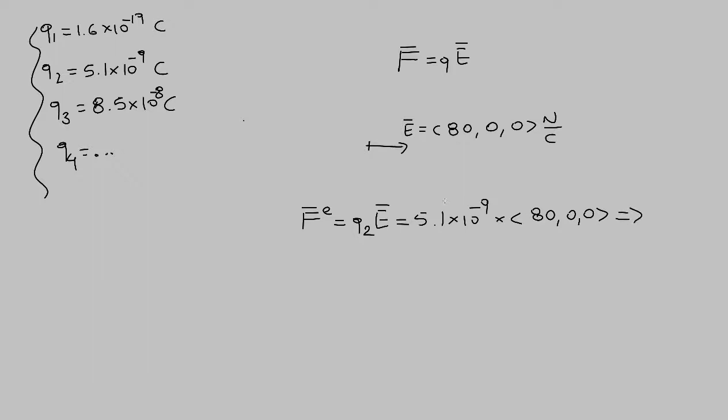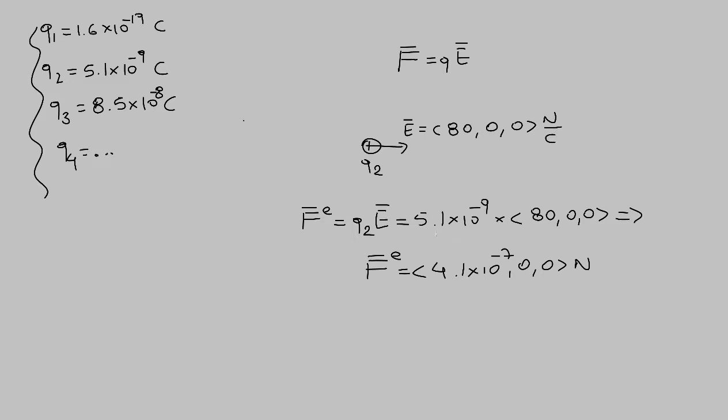And to do this calculation, since this is a scalar and this is a vector, I need to multiply this number with every component of the vector. And the electric force then becomes (4.1 times 10 to the minus 7, 0, 0) newtons. This is the electric force that acts on charge Q2 if you bring charge Q2 at this location.